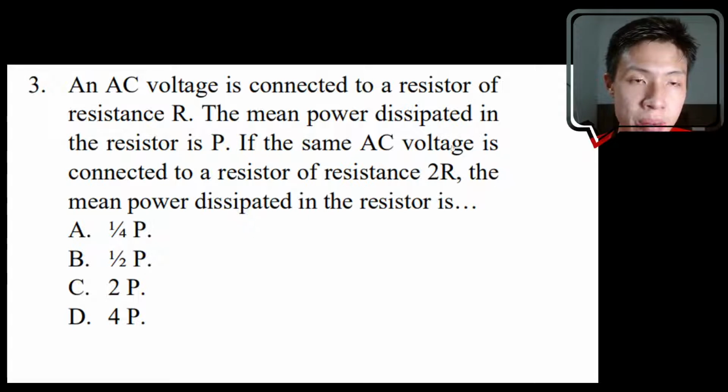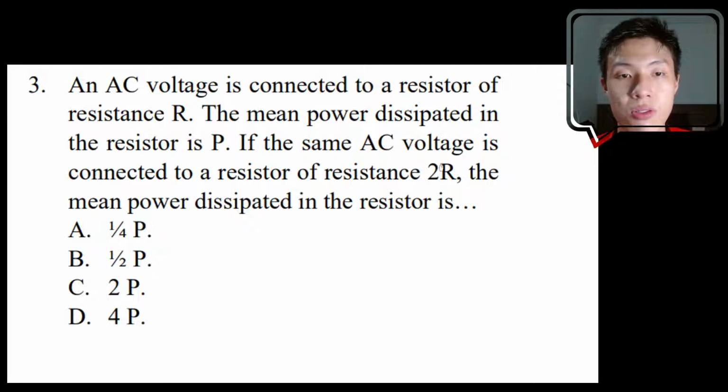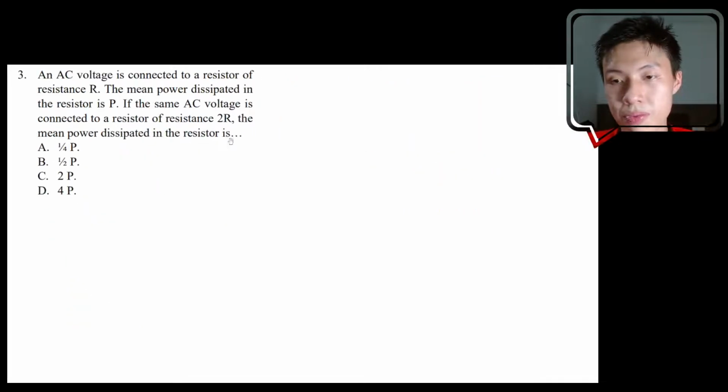So if the same AC voltage is connected to a resistor of resistance R, so right now you keep the same AC voltage as the old situation just now, but you're replacing the resistor R with another resistor of resistance 2R. So you are doubling up the resistance. If you double up the resistance, what happens to the mean power dissipated in the resistor? Does it double? Does it increase by 4 times? Does it halve? Or does it become a quarter of P? So this is what we want to investigate. Keep the same AC voltage, just change the resistor.